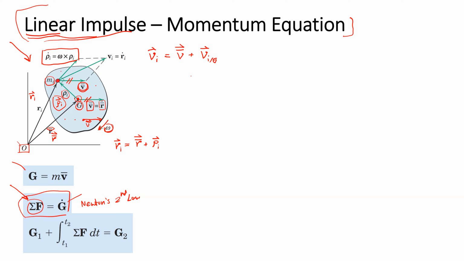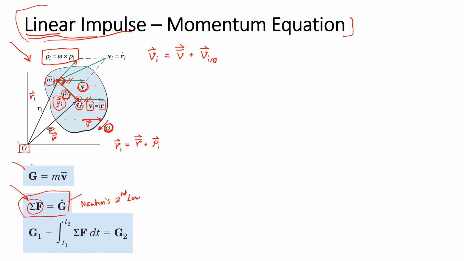So by using omega crossed with the relative position, we are going to have the relative velocity that is perpendicular to the direction of the radius, and the magnitude of the relative velocity is equal to the magnitude of omega multiplied by the perpendicular distance here, or the magnitude of rho.